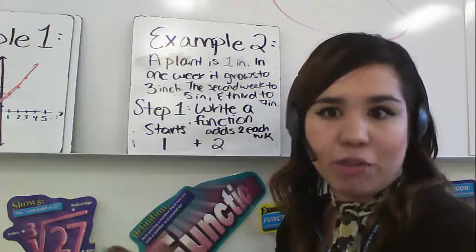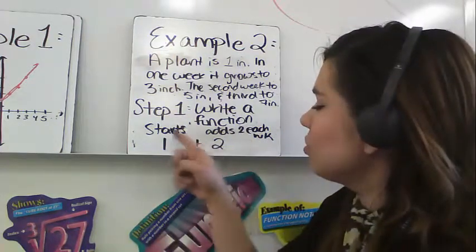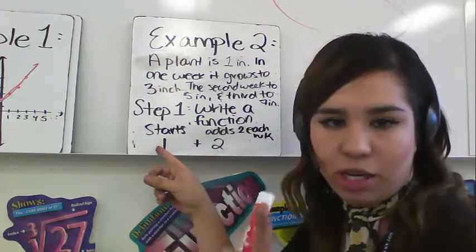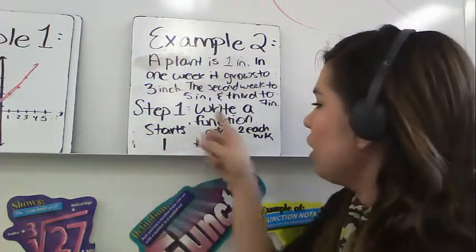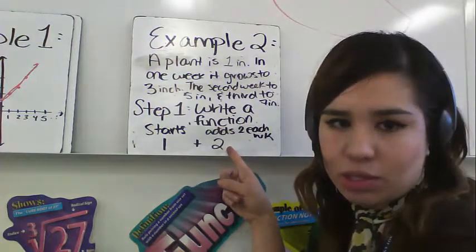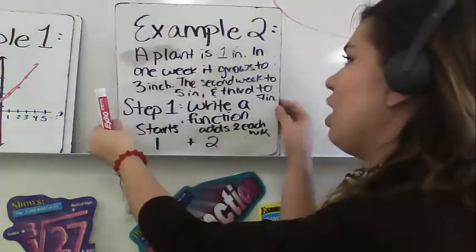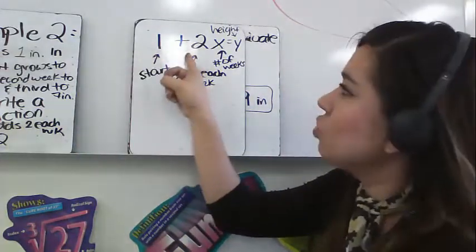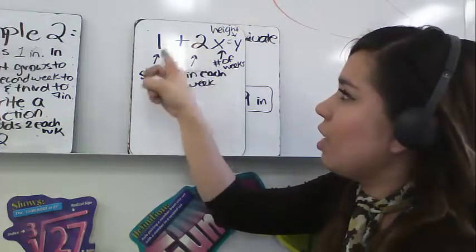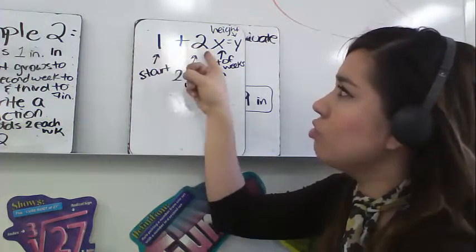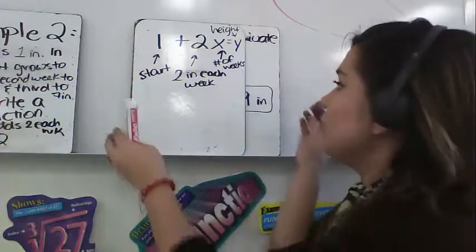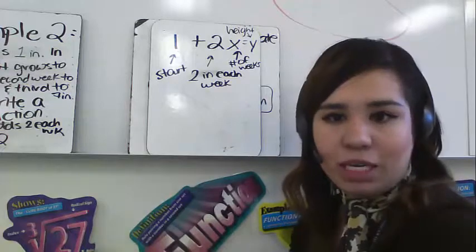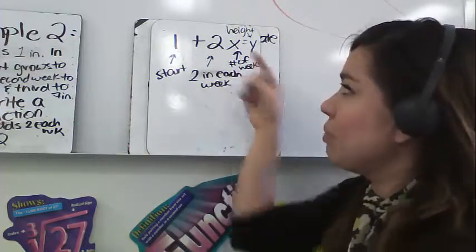A function is another fancy word for equation. So you just need to figure out what's happening here. So I put it's starting at 1. This plant is starting at 1 inch, and every week it's growing by 2 inches. So using that, I can create an equation. Since I start at 1 and add 2 each week, I can say my equation is 1 plus 2 times the number of weeks, because every single time it's going to be multiplying to get how many more I need to add. So this would be my equation.